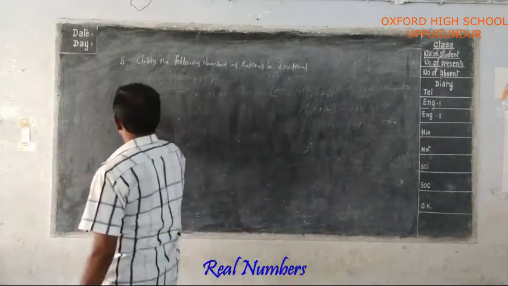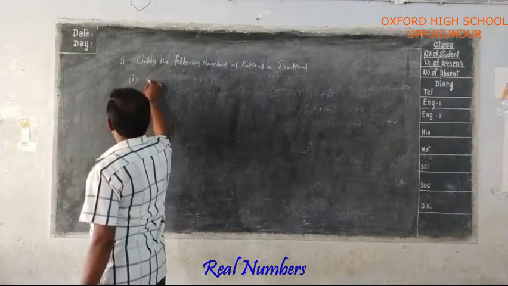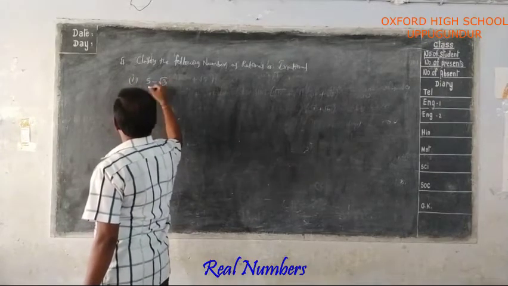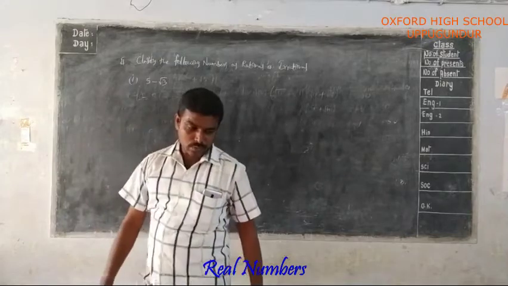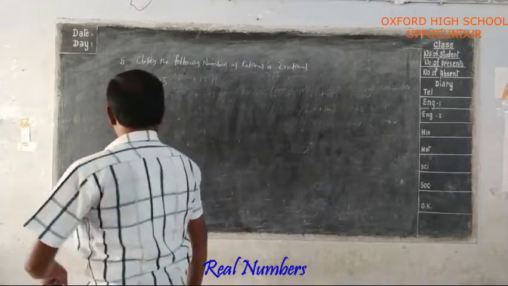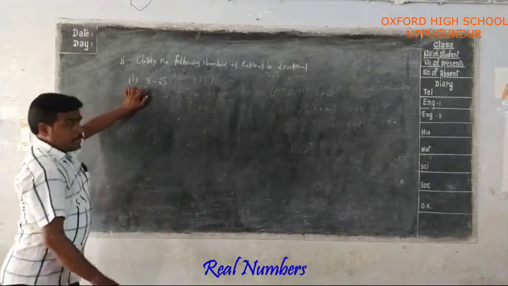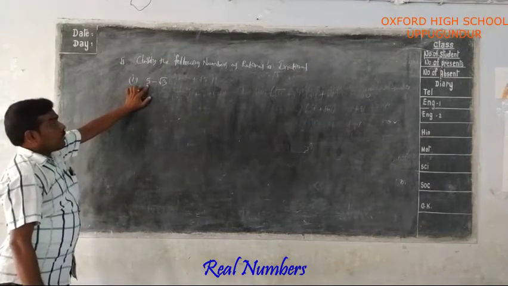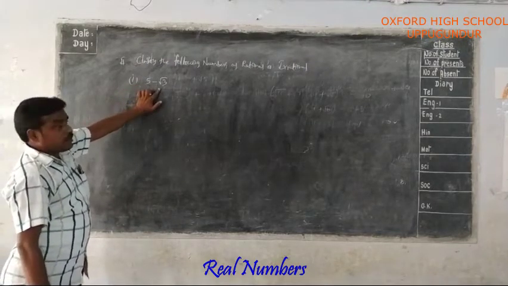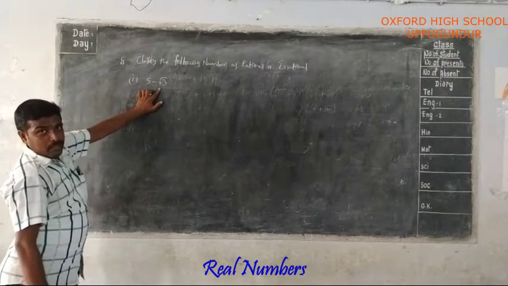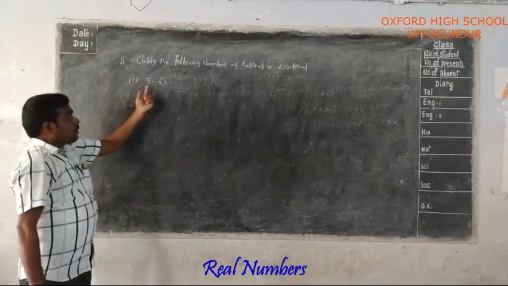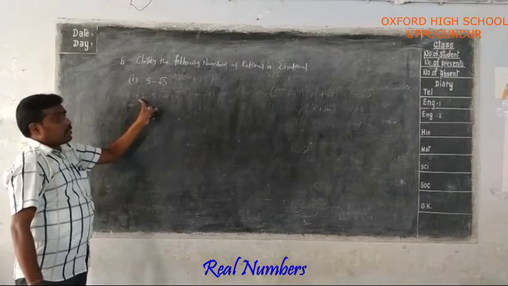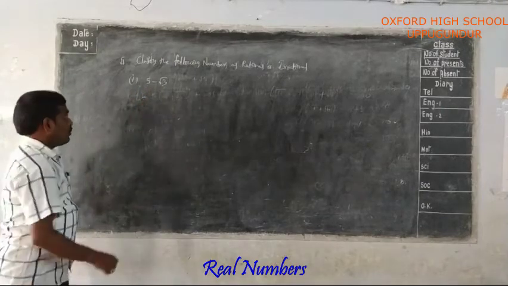First one, 5 minus root 3. So you have to classify whether it is rational or irrational. When you observe these two, 5 is a rational number, root 3 is an irrational number. We know that the difference of a rational and irrational number is always rational number. That you have to write.